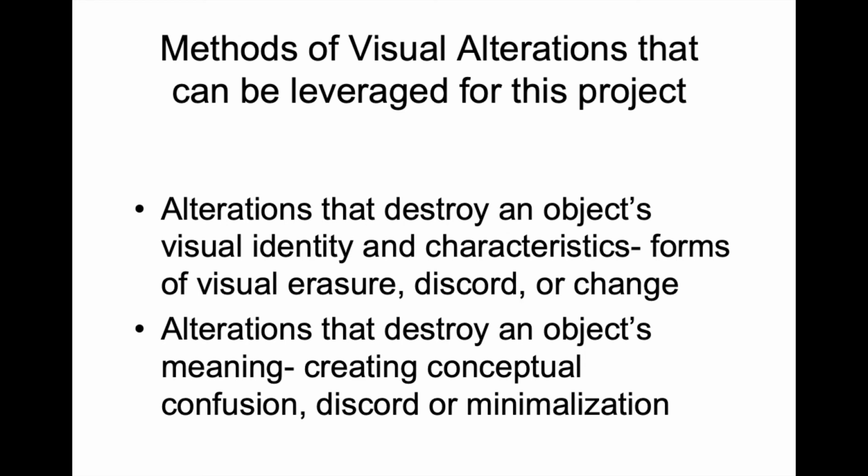A lot of the alterations that will be employed by students are alterations that destroy an object's visual identity and characteristics. That is, the way that it looks on the outside: the line, shape, value, texture, color, those kinds of things. And in approaching that, there are methods that you can use to visually erase, create discord, or just generally change the form. If you're strategic and thoughtful and experiment a little bit, you can find some really terrific tensions between what you have already created with your object.